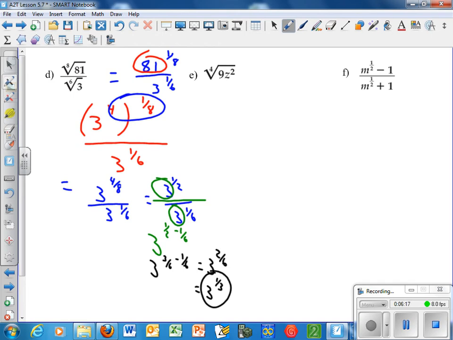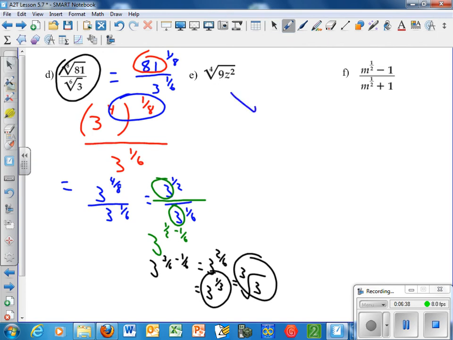Now, if the problem started out with rational exponents, we could leave our answer like that. But because the problem started out with roots, we got to go back and convert this to the root. So what does 3 to the 1/3 power mean? It means the cubed root of 3 to the 1st power, or the cubed root of 3. So that whole thing simplifies to the cubed root of 3.